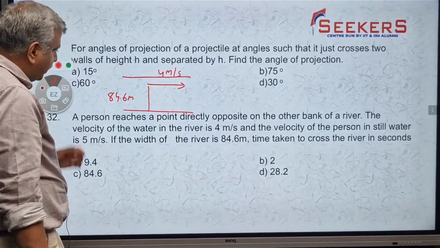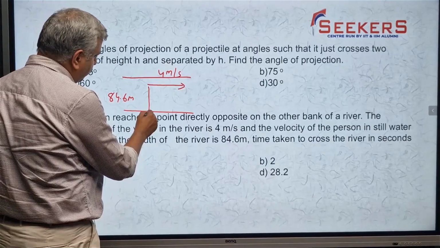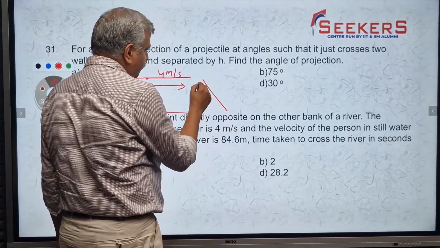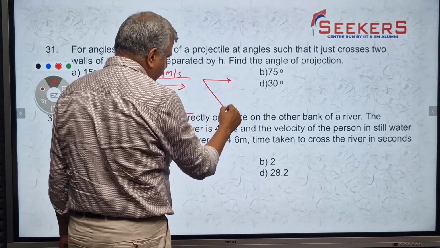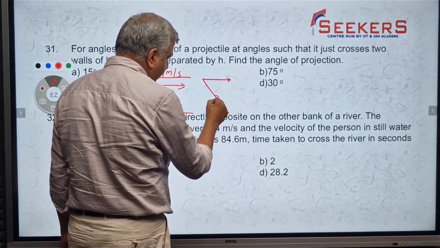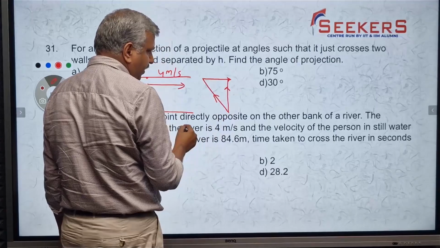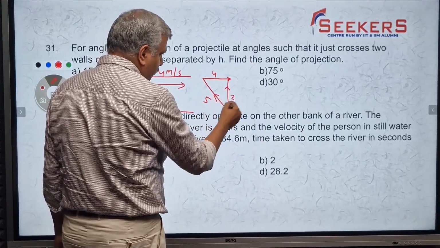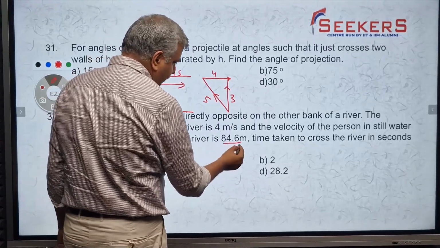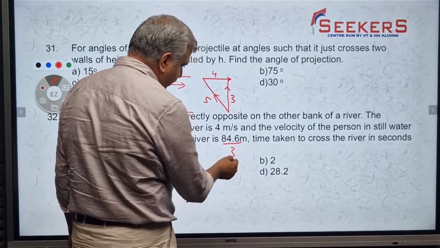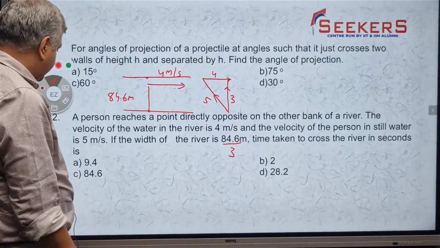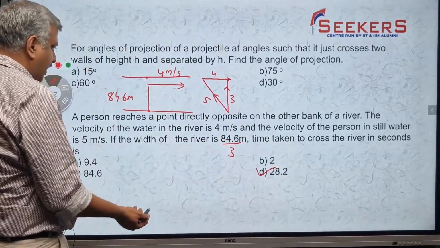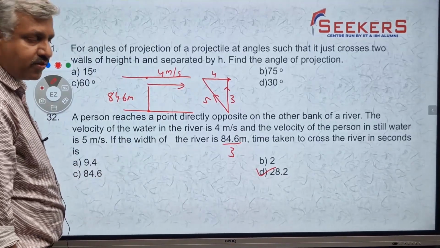So I am assuming time taken to cross the river means going from this point to the other point, in which case the man will actually swim this way, I mean the water will push him this way, and then ultimately his displacement will be like this. Now this is given to us as 5, this is 4, so this has to be 3. So the time taken will simply be 84.6 divided by 3. So that will be 28.2. So the answer is 28.2. Actually, if you look at the options, none of the other options are possible.